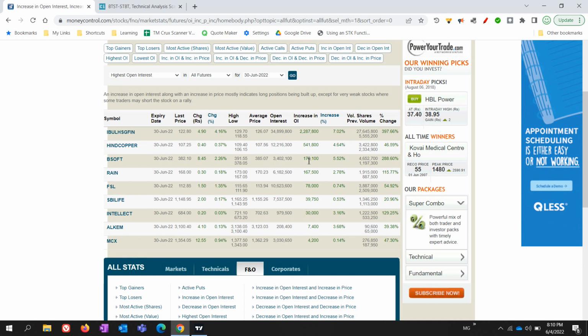Also, I would be definitely looking for a significant increase in the volume. So this one single screen will give you a beautiful presentation of the data in terms of increase in price, increase in open interest, and increase in volume as well. So this is what we would be more interested in.